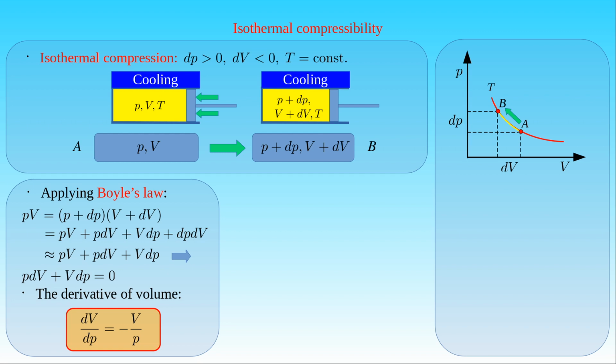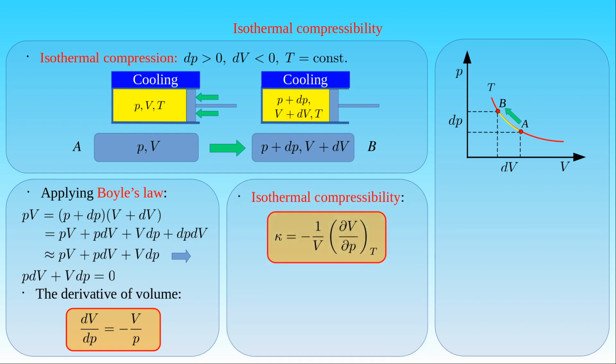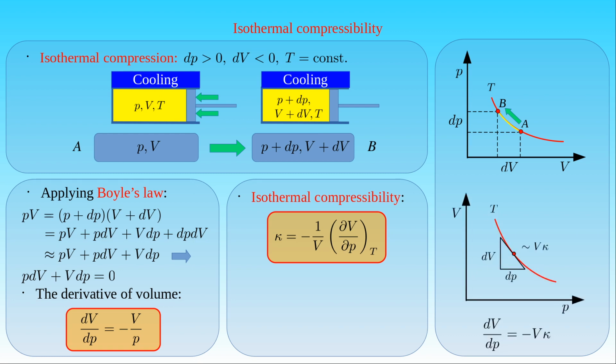It is an important relation, which can be written in another form if we introduce the isothermal compressibility denoted by kappa. Kappa is defined as the negative of the partial derivative of the volume V with respect to the pressure P at constant temperature, divided by the volume V. The negative sign is for having a positive value for kappa, since the derivative is negative as we increase the pressure. We see from the definition of kappa that the volume V times the isothermal compressibility kappa determines the tangent of the isotherm at each point.